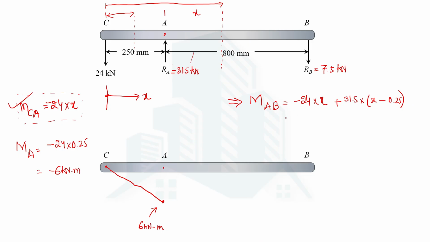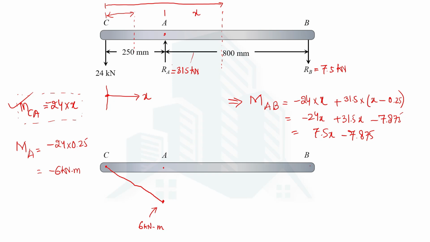So simplifying this equation, we are going to have 7.875. Simplifying further, 7.5x minus 7.875. So this will be the final equation in the region between A and B.